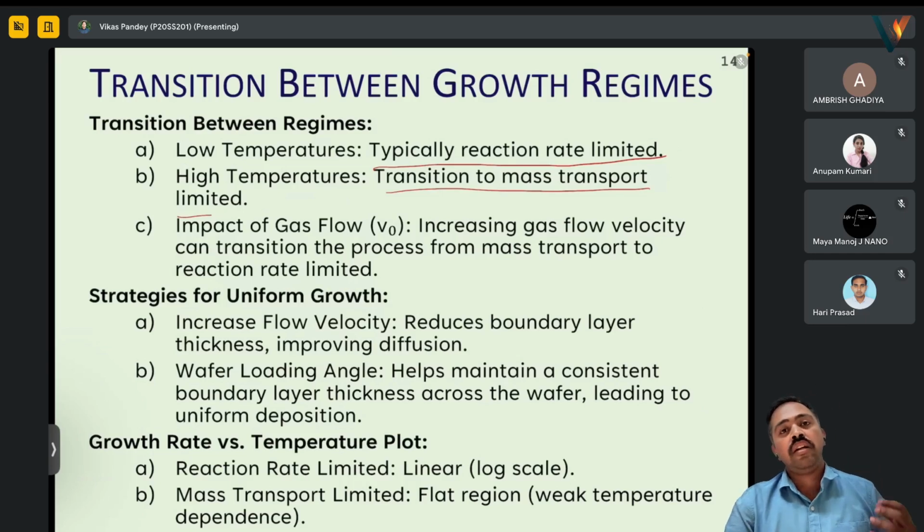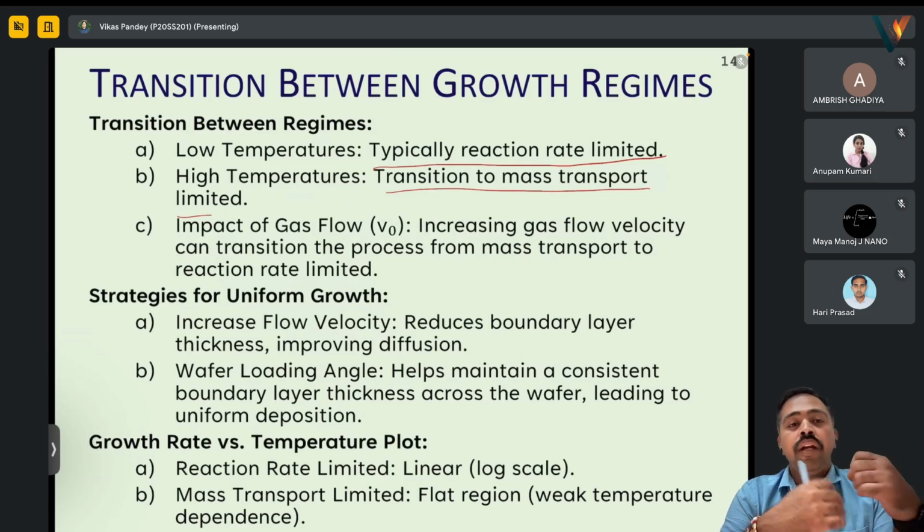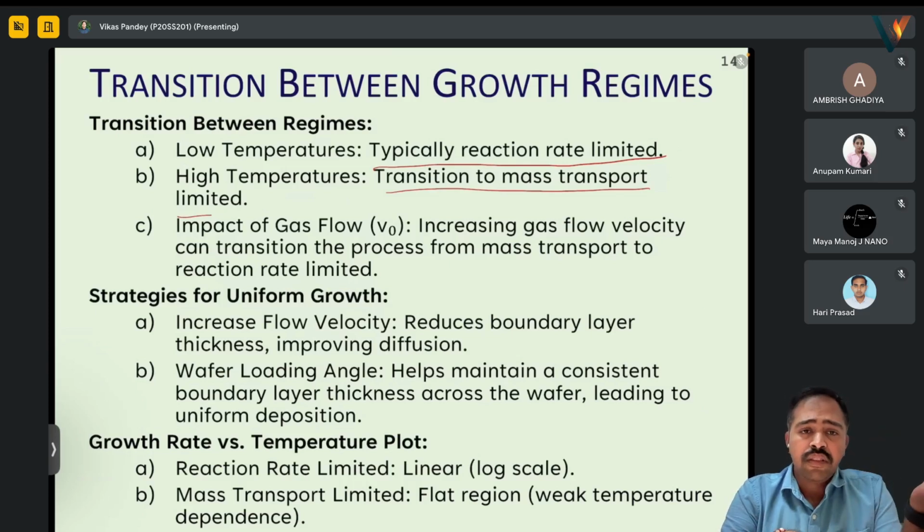Like if a lot of precursors are readily available, all the molecules are readily available at the interface, at the boundary position, then it will again become reaction rate limited. Whereas if we are decreasing the gas flow, that means the precursors will not easily reach. In that case, it will become mass transport limited.